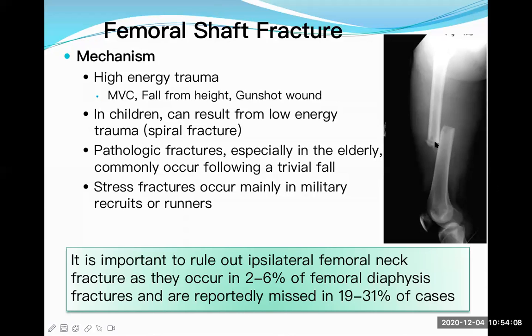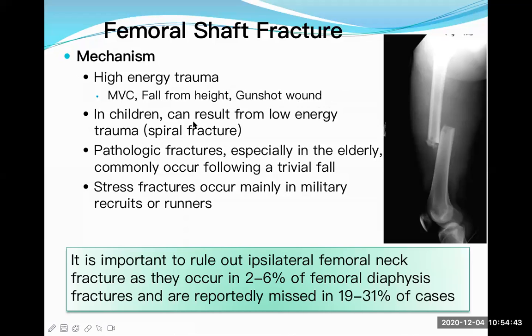Look at the X-ray. There's a clear-cut fracture. It looks like a bit of a transverse type of fracture, right in the middle of the shaft. So regarding the mechanism of this fracture, we need a high energy trauma to break the femur, because the femur is a very strong bone in our body. These high energy traumas can be motor vehicle collision, fall from a height, and gunshot wound. All these are important ones.